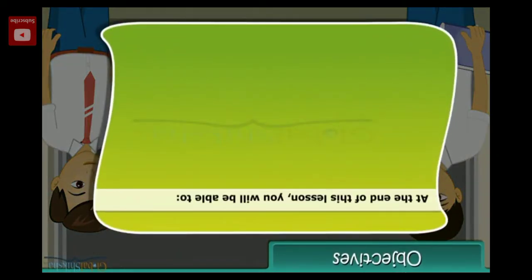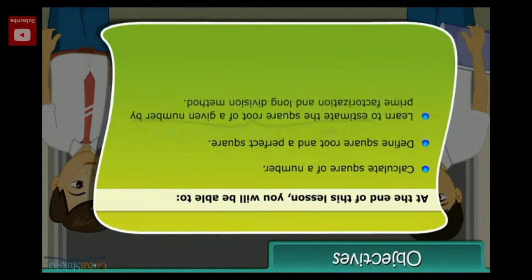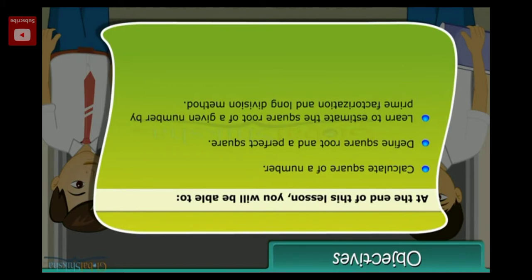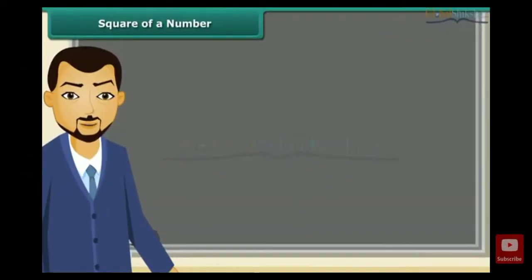Objectives. At the end of this lesson, you'll be able to calculate the square of a number, define square root and a perfect square, and learn to estimate the square root of a given number by prime factorization and long division method. Let us first learn about squares. How can we square a number?